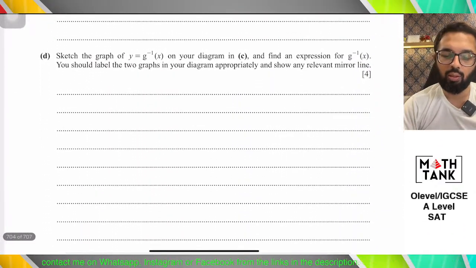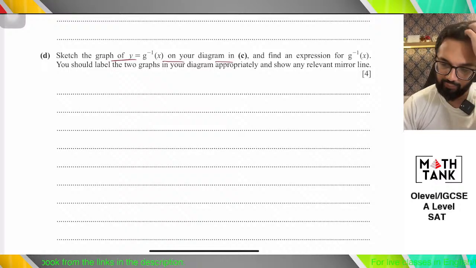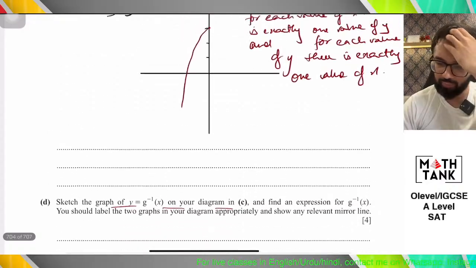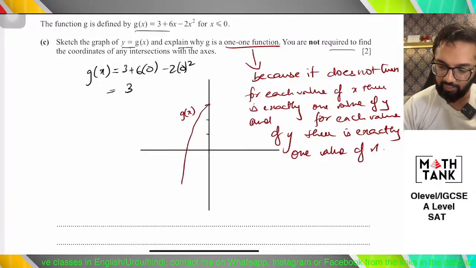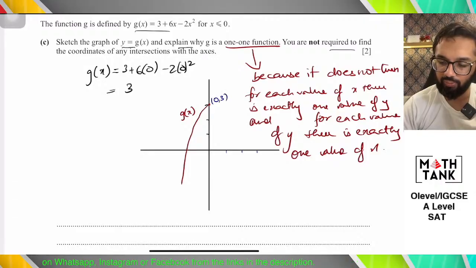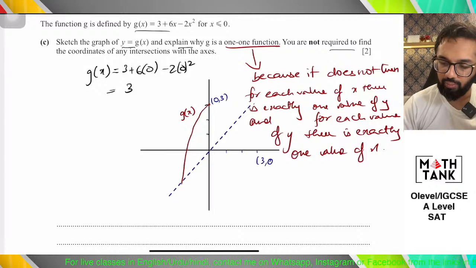Here's the graph of y equals g inverse of x on your diagram, and find an expression for g inverse of x. You should label the graphs in your diagrams appropriately. So that was g of x. For g inverse of x, I will need the point coordinates. Now 0, 3 becomes 3, 0. And I will need the line y equals x. I'm going to draw that here. And that curve is going to look like that.